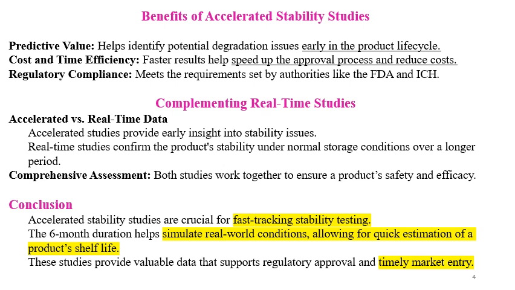Benefits of accelerated stability studies. So it will provide you the predictive value. It helps to identify potential degradation issues early in the product life cycle. That means you don't have to wait for 24 months. You can have a prediction from 6 months only. Cost and time efficiency: faster results help to speed up the approval process and reduce the costs. Regulatory compliance: it meets the regulatory requirements by authorities like FDA and ICH. So the 6-month accelerated stability condition is recommended by the regulatory bodies.